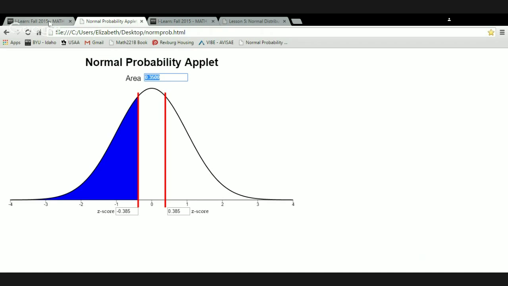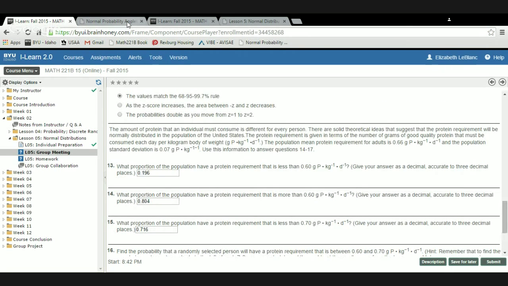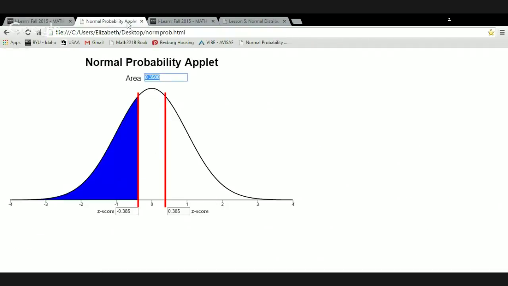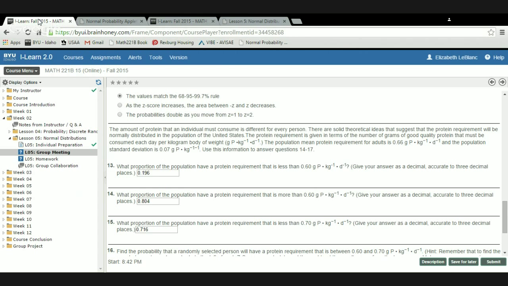Okay. So we know that the mean is 0.66 and the standard deviation is 0.07. So we have to take 0.385 and multiply it by the standard deviation, which is 0.07. And then we have to add the mean, which is 0.66. So that would make x, the value we're looking for, equal 0.687. Does that make sense?